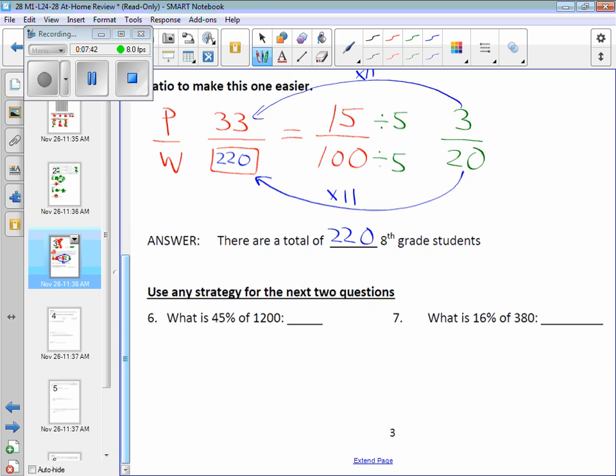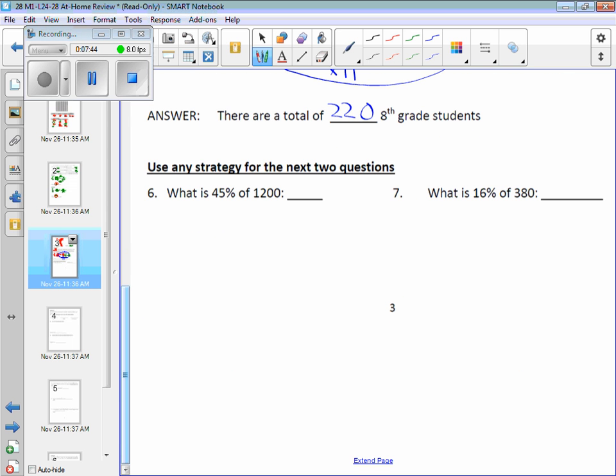Okay, percent of a number. You could do these setting it up as TRP. It will work. But whenever we have a straight find a percent of a particular number, they're really asking for the part. And so we could take the shortcut that I showed you in class, and that's the whole number times the decimal equivalent for the percent.